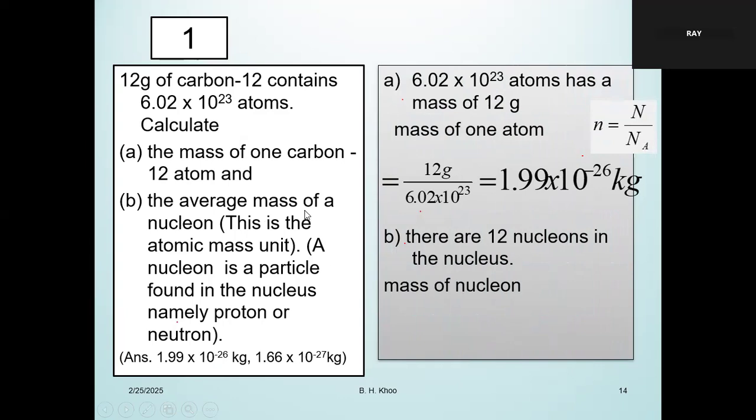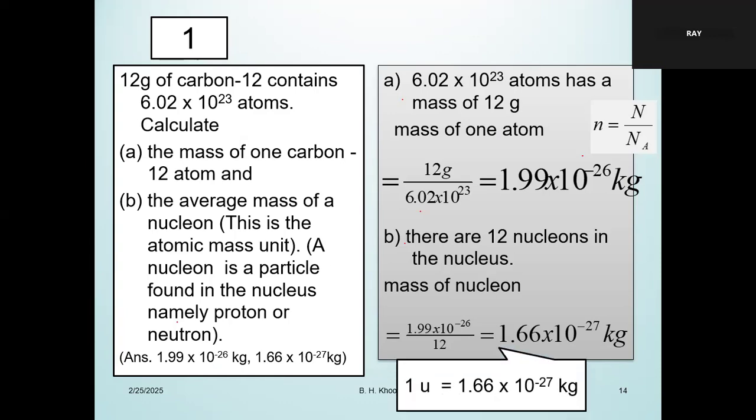The average mass of nucleon, and this is atomic mass unit. Nucleon is just a particle found in the nucleus. It can be a neutron, it can be a proton. It's a general term for neutron and proton. A nucleon is a particle found in the nucleus, namely proton or neutron. So there are 12 nucleons in carbon 12 in the nucleus, the mass of nucleon is that. We will calculate this in nuclear physics. It's just to get you ready for it. Okay or not? Any comment? It's called atomic mass unit.